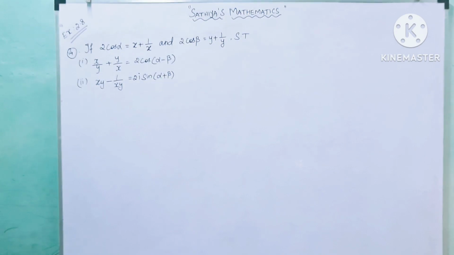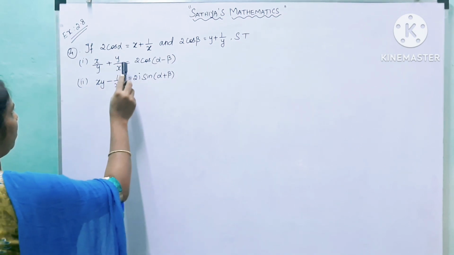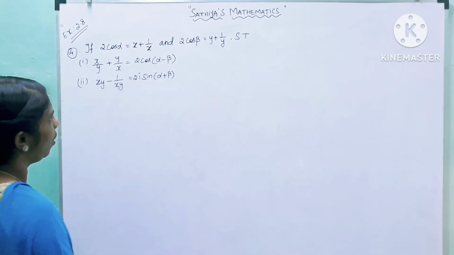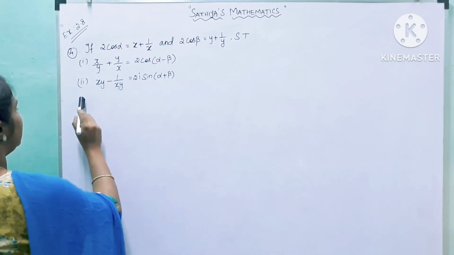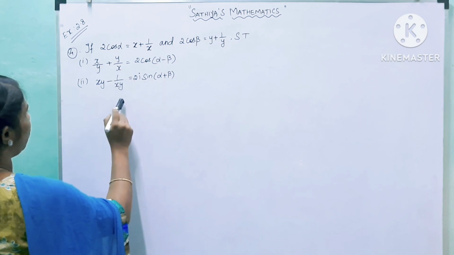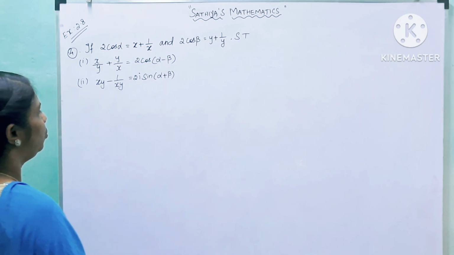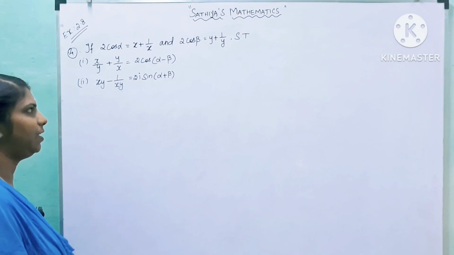In the video, we will talk about exercise 2.8 sum number 4. If 2 cos alpha is equal to x plus 1 by x and 2 cos beta is equal to y plus 1 by y, show that first subdivision x by y plus y by x is equal to 2 cos alpha minus beta, and second subdivision xy minus 1 by xy is equal to 2i sin alpha plus beta.